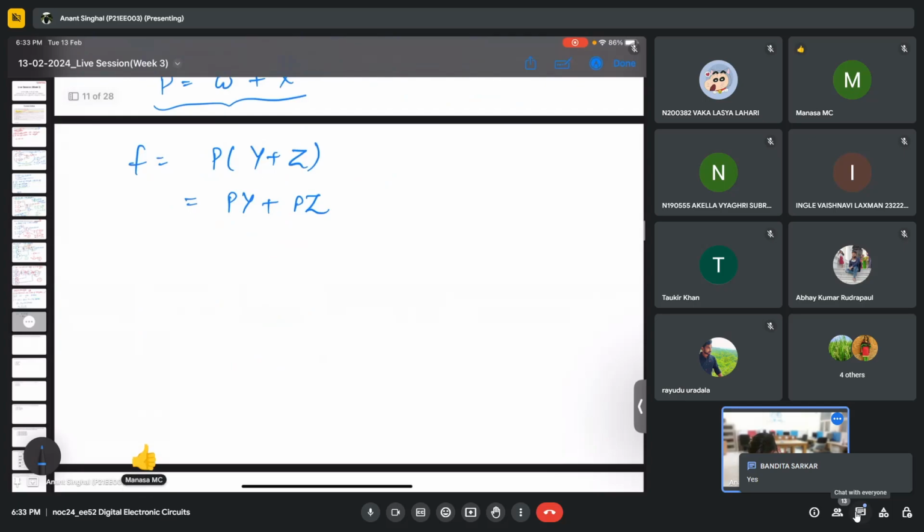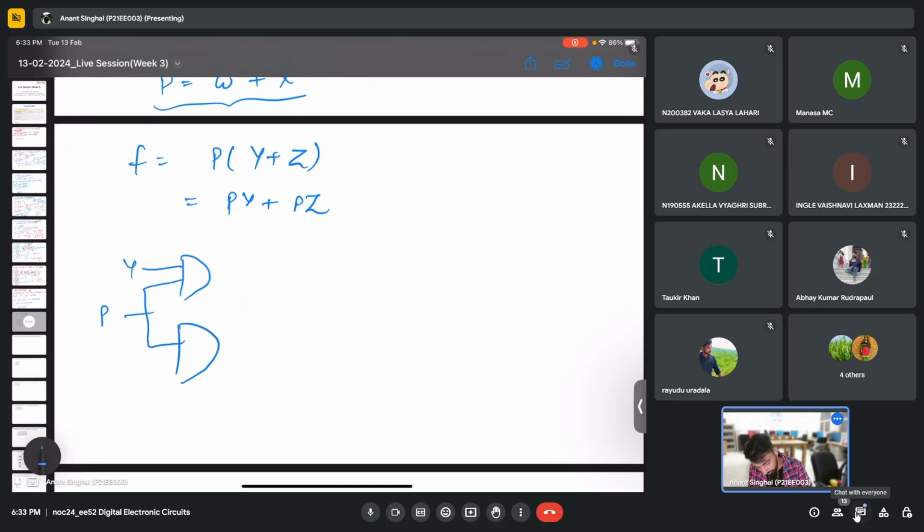Okay. So now if I make this circuit, because it is AND-OR implementation, what I will do is make y and z with p common, basically. This will be an OR, and this will give me the expression py plus pz. Is it clear? Any doubts? Please respond quickly.